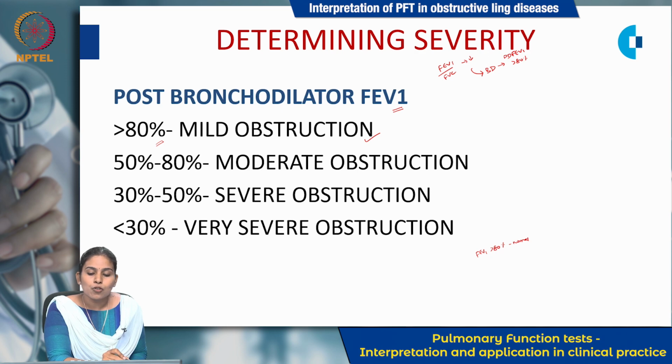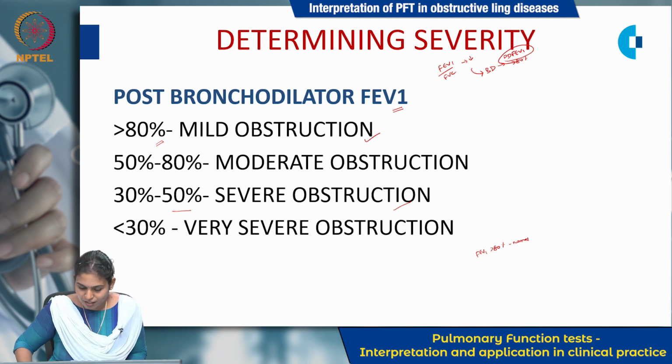If the post bronchodilator FEV1 value falls between 50 to 80%, it means that moderate obstruction is present. If it falls between 30 to 50%, that means severe obstruction is present. And if it falls below 30%, it means very severe obstruction is present. So this is the severity grading that I am sure you should know.